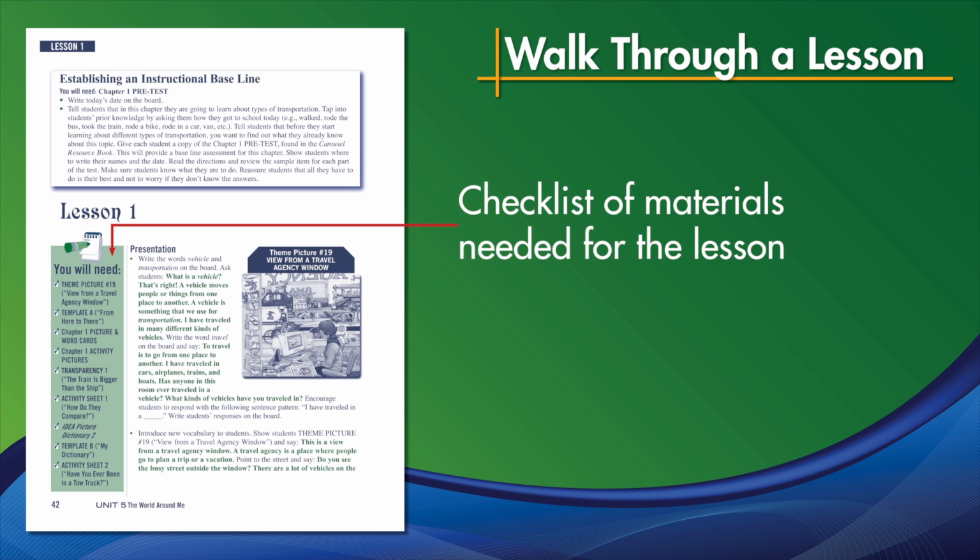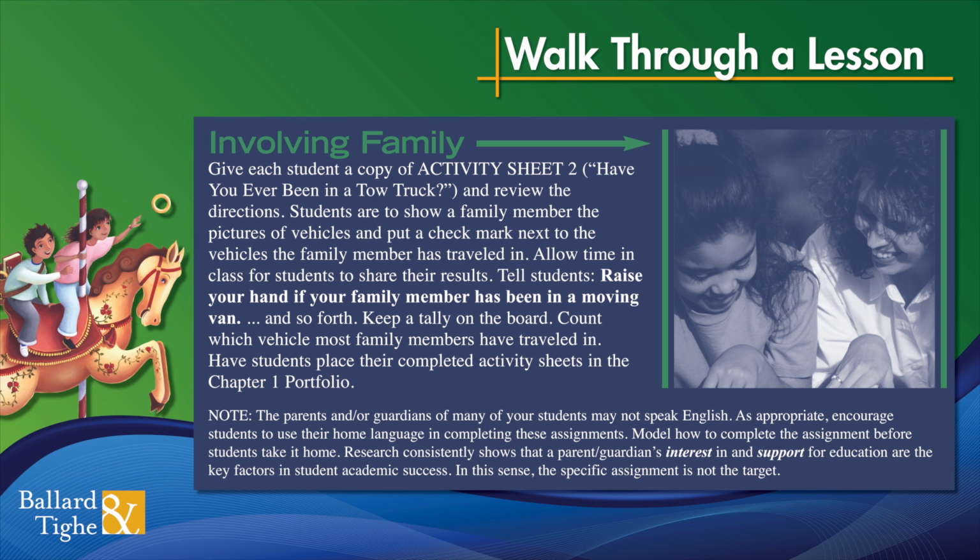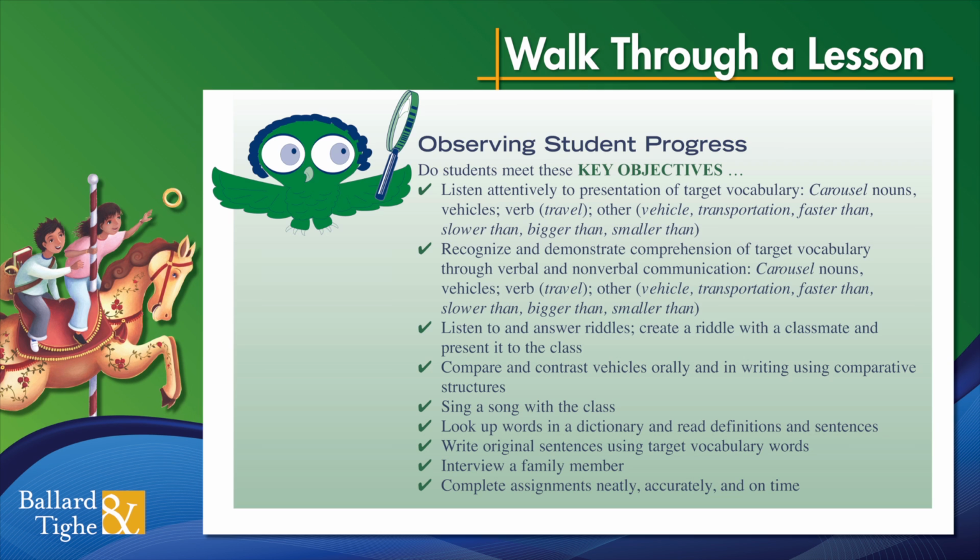To help you prepare for a lesson, pay attention to this checklist of components and materials that are needed for the lesson. This checklist can be found at the beginning of each lesson. To culminate a lesson, there is an activity to involve students' family members. The Observing Student Progress box is a reminder of the objectives students should have met by the end of the lesson. Before moving on to the next lesson, be sure students have mastered these objectives.